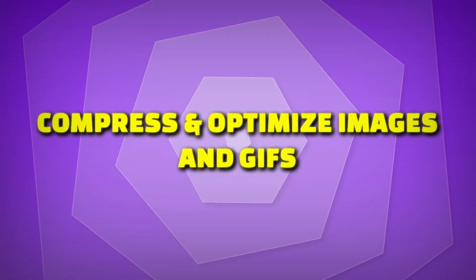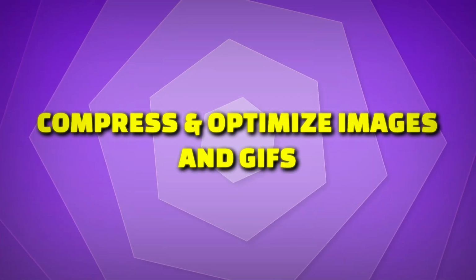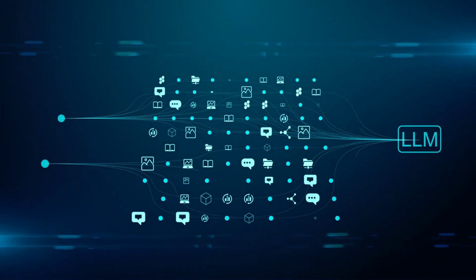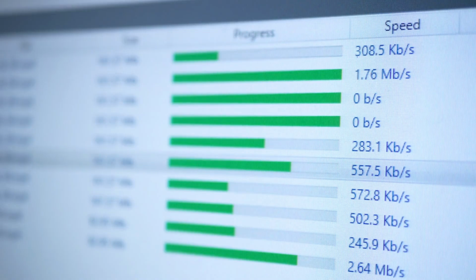And finally, tip number 5, compress and optimize your images and GIFs. Large files can slow down loading times, which isn't just bad for the user's experience, but it can also hurt your deliverability. Use tools like Photoshop or Figma to export your images at the optimal resolution and file size. Smaller file sizes means faster emails.